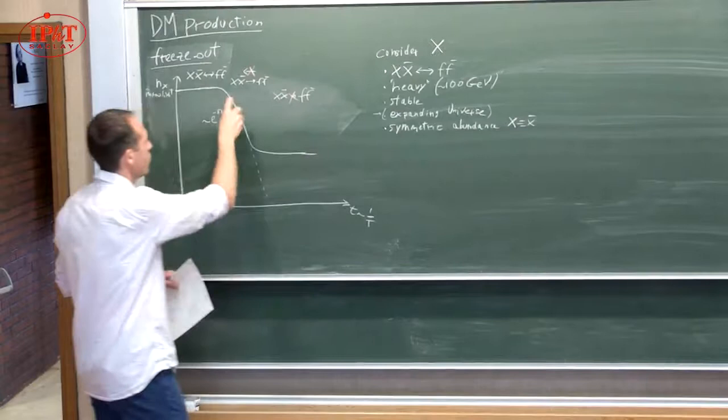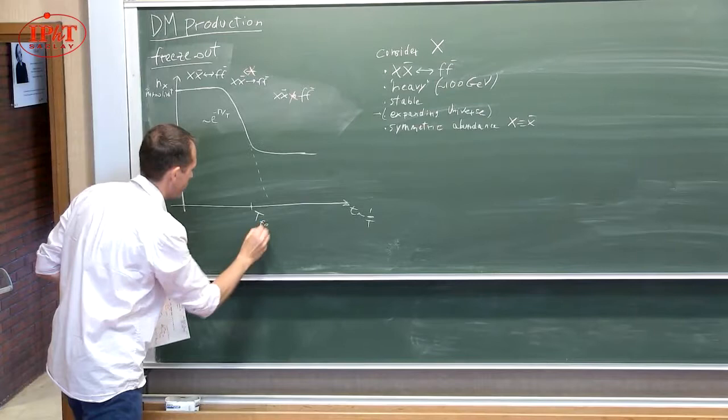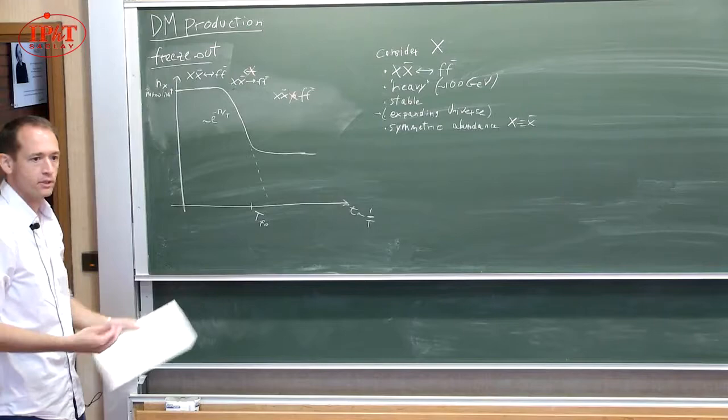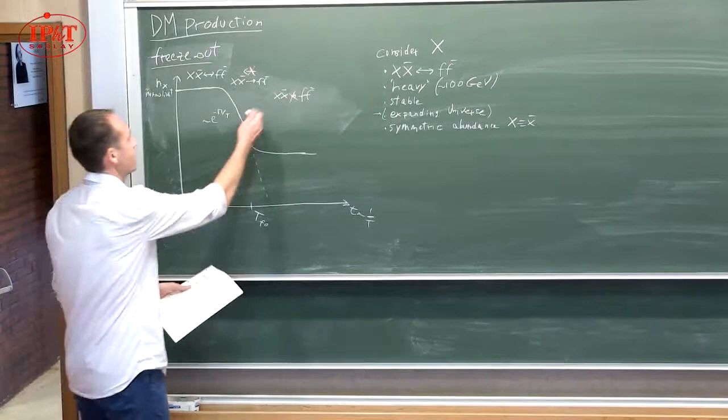So what I'm saying here is that at some point, at this temperature that I can call a temperature of freeze out, the universe is expanding so fast that two dark matter particles, or rather a particle and an antiparticle, are not able to find each other any longer, because the universe is expanding much faster than they can keep up. And so their respective abundance is frozen, and nothing happens any longer.